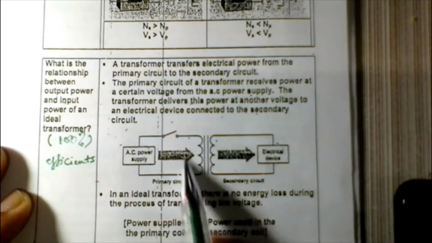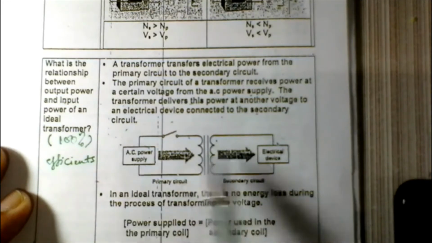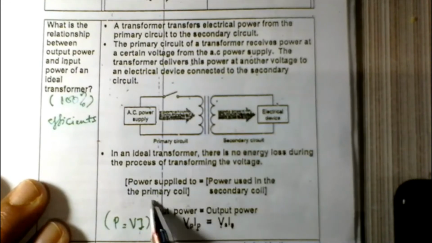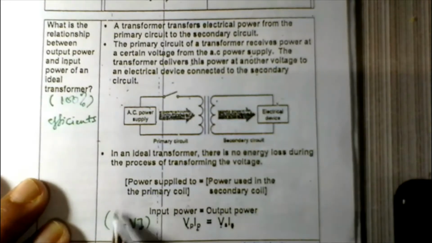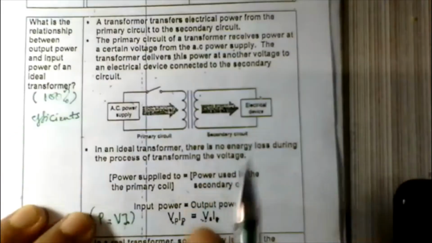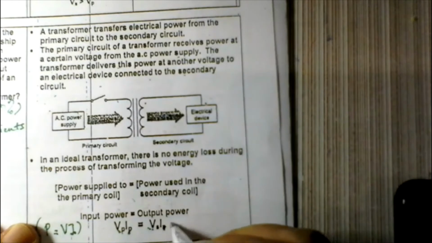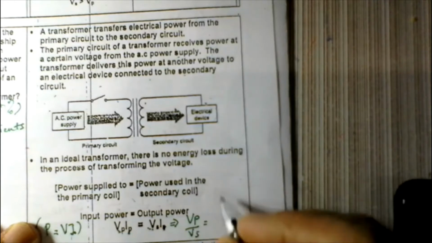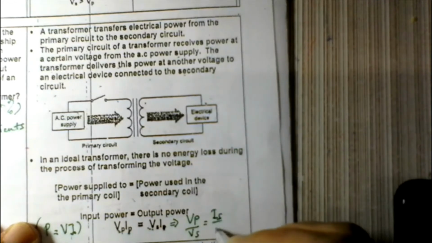Okay, so the primary has the power supply, so this one we call input power, that will produce output power. So for an ideal transformer, there is no energy loss during the process of transforming the voltage. So meaning power supplied to the primary coil equals power used in the secondary coil. Remember the formula of power, P equals VI. So the input power is the primary part, so we have Vp times Ip. And the output power is the secondary part, so we have Vs Is. Thus we have this relationship, Vp Ip equals Vs Is. So from here we get Vp over Vs equivalent to Is over Ip.